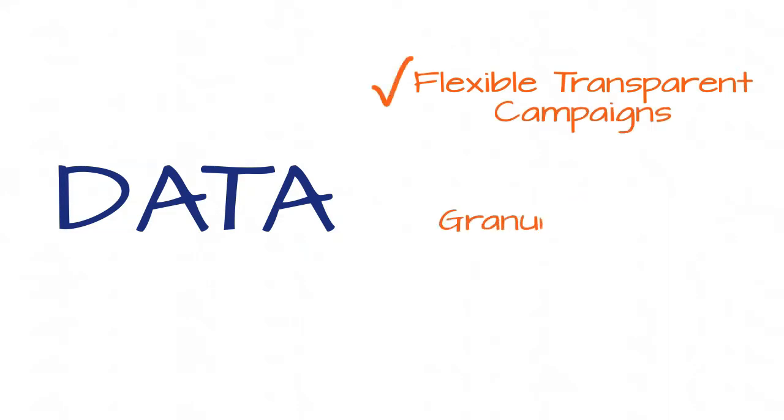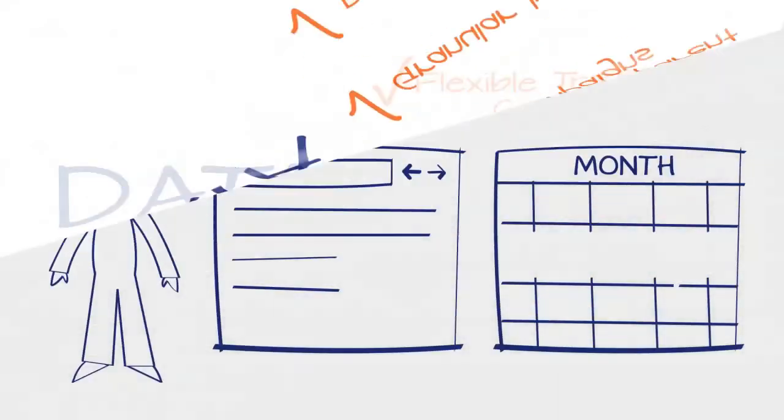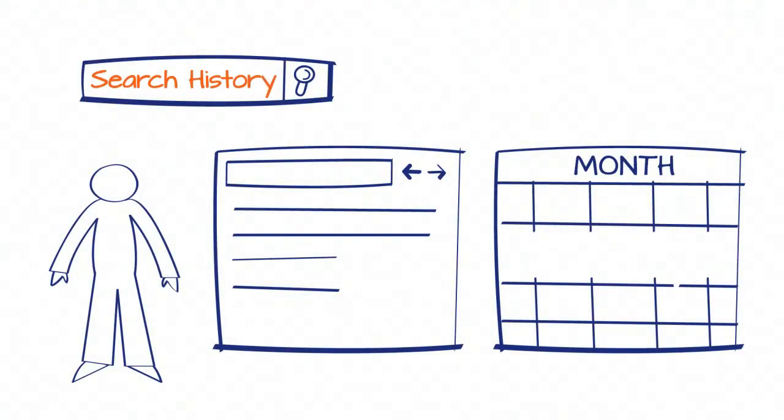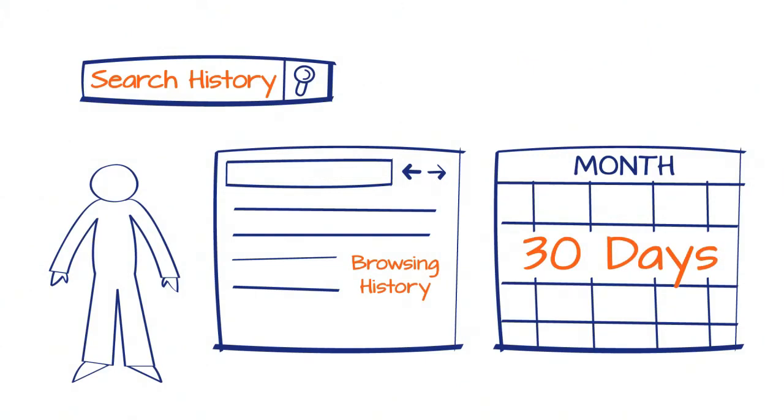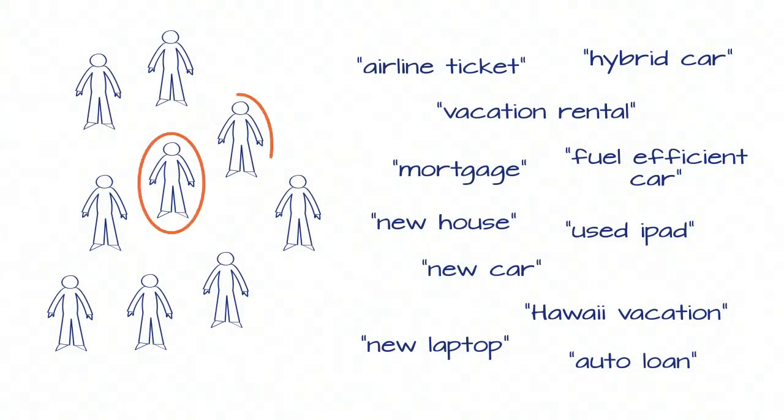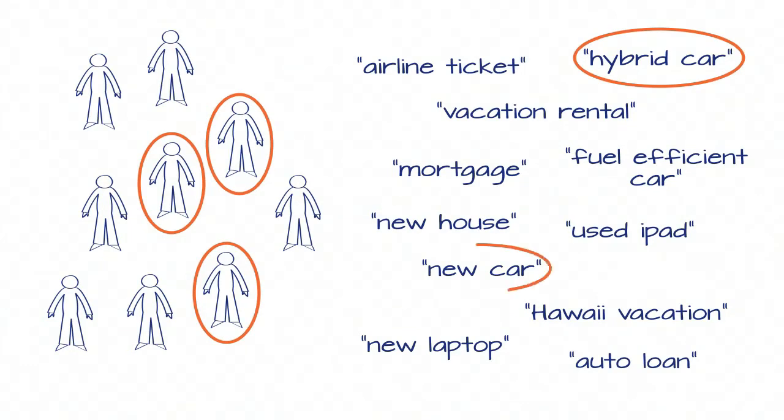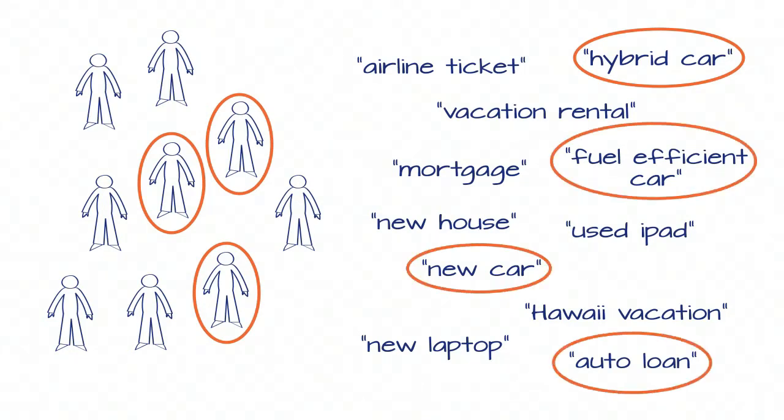We use data in a completely new way to create and manage highly flexible and transparent campaigns with granular level insight that produce better results. Here's how it works. You start with instant access to valuable element-level data on virtually every consumer. Next, we create custom audiences of users who have searched on keywords that you would like to target.